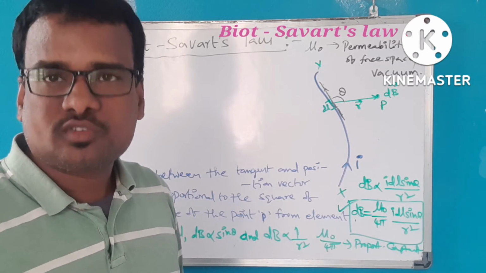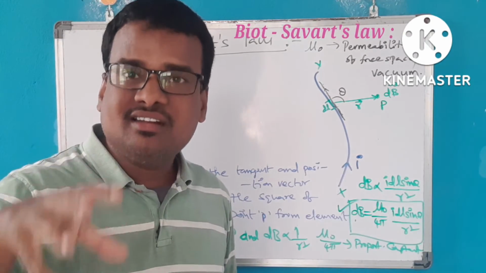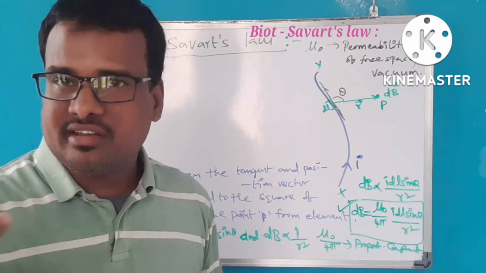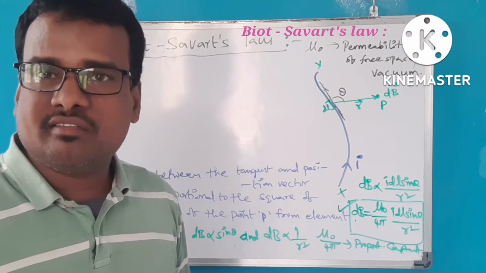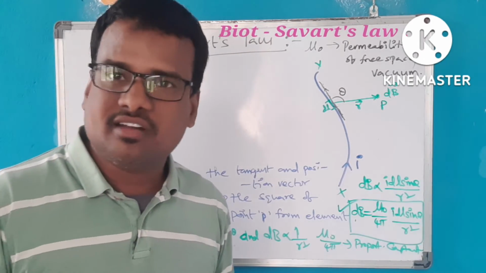So you must remember, if mu naught is there anywhere, it is to be considered as the magnetic field, and if we see the epsilon naught value anywhere, that means there is an electric field to be considered.